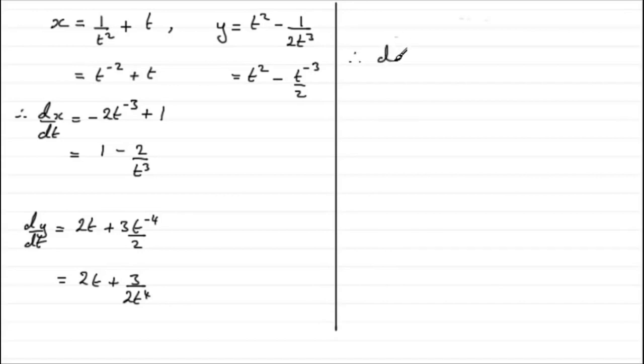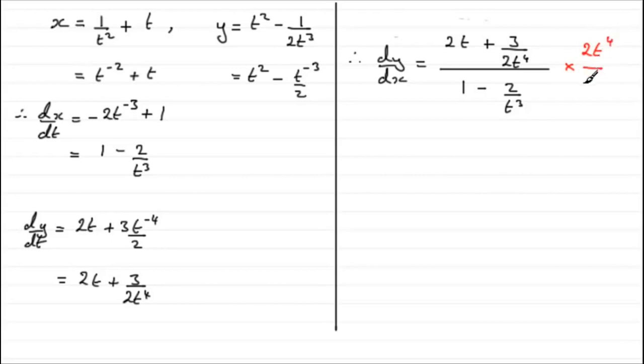So therefore for dy by dx we have dy by dt, which is 2t plus 3 over 2t to the 4, all divided by dx by dt, 1 minus 2 over t cubed. You can see we need to simplify this now, and the way I would do this is to multiply top and bottom by 2t to the 4, because I can see that t cubed goes into 2t to the 4. I'll write it in red here, multiplying top and bottom by 2t to the 4 over 2t to the 4, as if we're multiplying by 1. It doesn't alter the value, just the appearance.